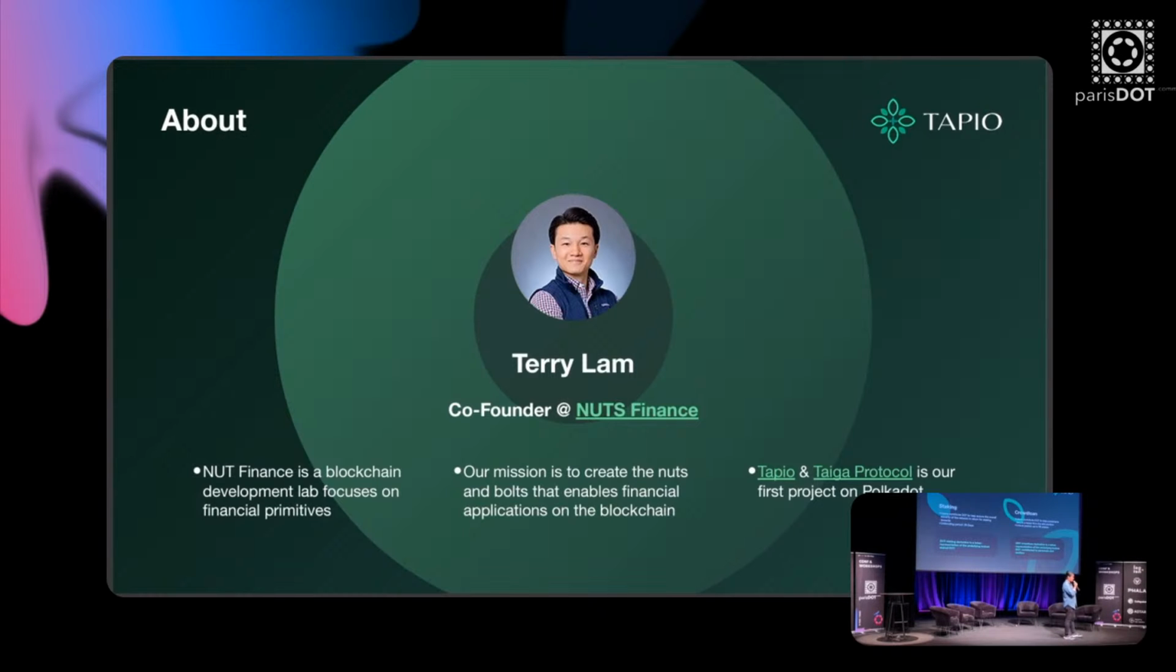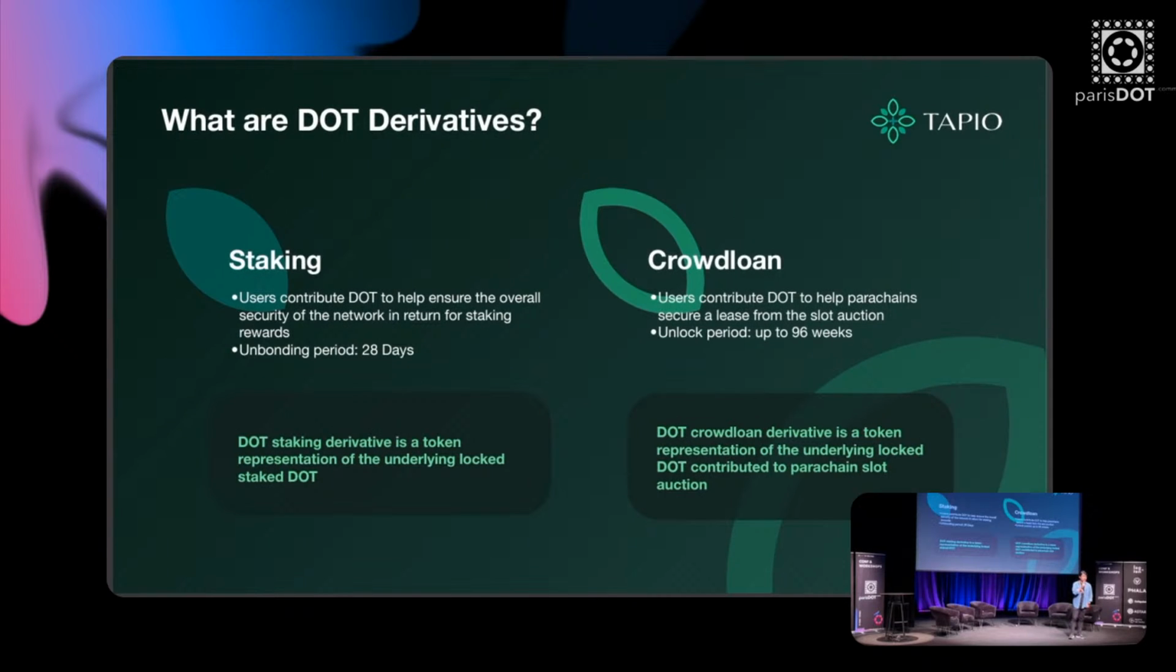So diving into today's topic, unified liquidity standard for staking and crowd loan derivatives. Before I actually jump into it, I just want to quickly see, a show of hands, who is currently participating in staking or crowd loans with their DOT assets? Okay, great.